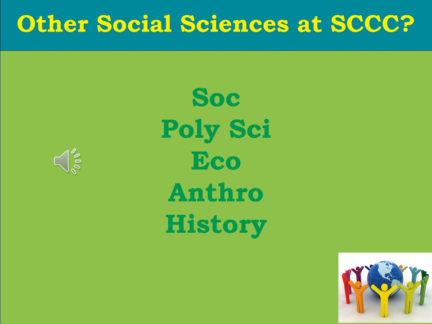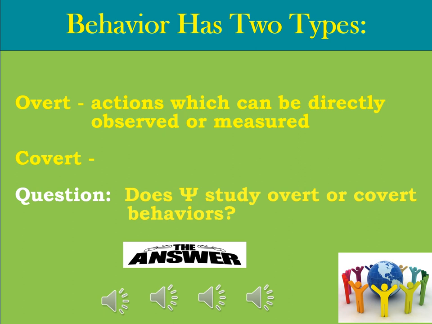Other social sciences at SCCC would be sociology, political science, economics, anthropology, and history. Though history is a little bit of an odd duck, depending on the research methods used and the questions asked, it can either be considered a social science or a humanities. So remember, we're focusing on the definition: what is psychology? And we noted it was a scientific study of behavior. So we've mentioned the type of science, social science that is.